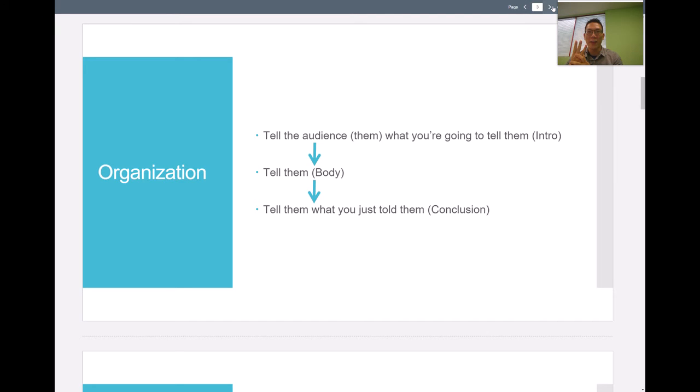Okay, so the 3 parts again are introduction, tell them what you're going to tell them. The body, tell them. And then tell them what you just told them, the conclusion. So if you divide your presentation in those 3 parts, you have a good basic structure to share what you know. Okay?